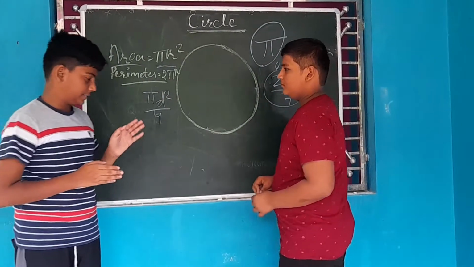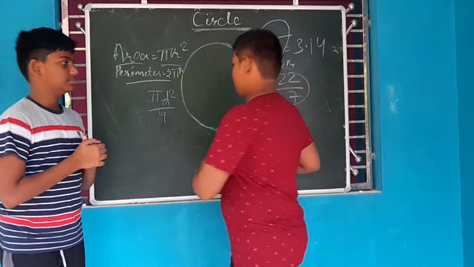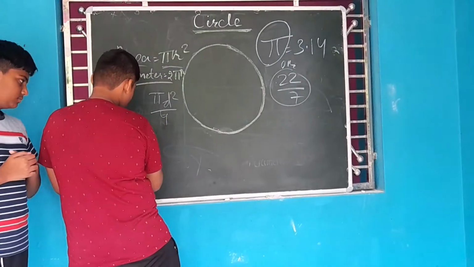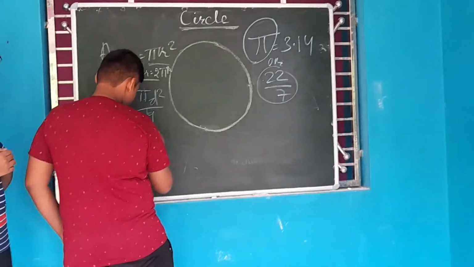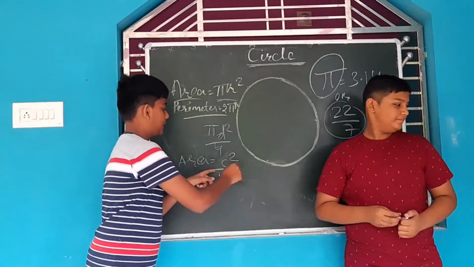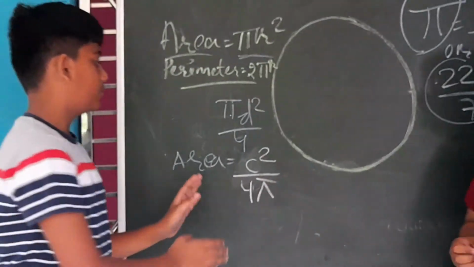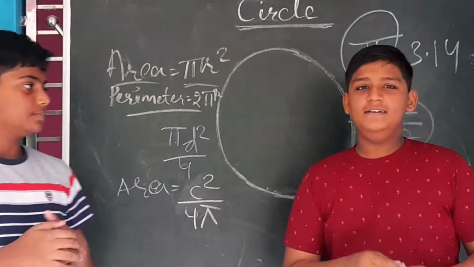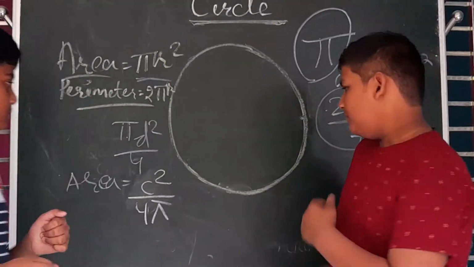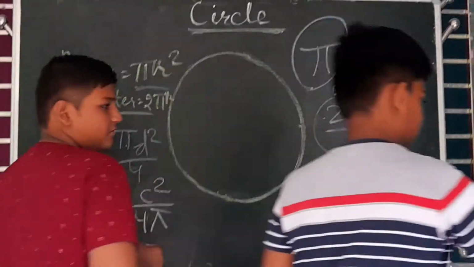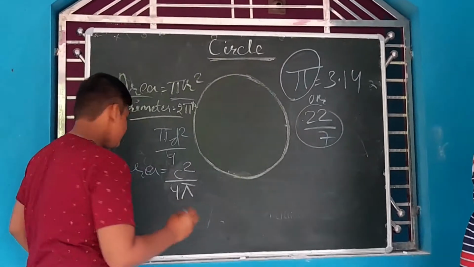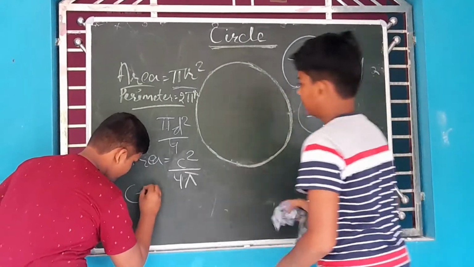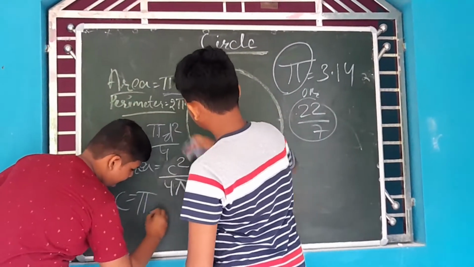Then circumference. When we have to find the area and only the circumference is given, we put the formula c square by 4 pi. Now we find the circumference. When the diameter is given, circumference equals pi d.